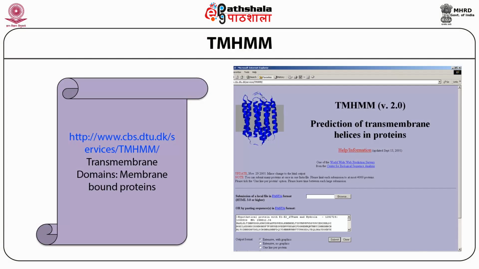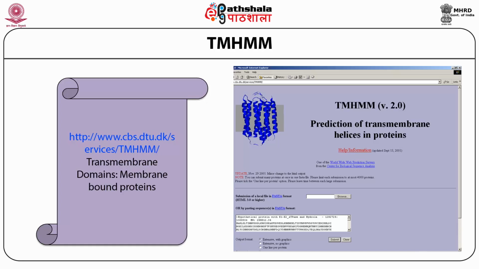Now we discuss the different websites. For example, TMHMM is used to predict the transmembrane helices present in a protein. If you want to know whether a protein is a membrane protein or not, a membrane protein must have transmembrane helices.